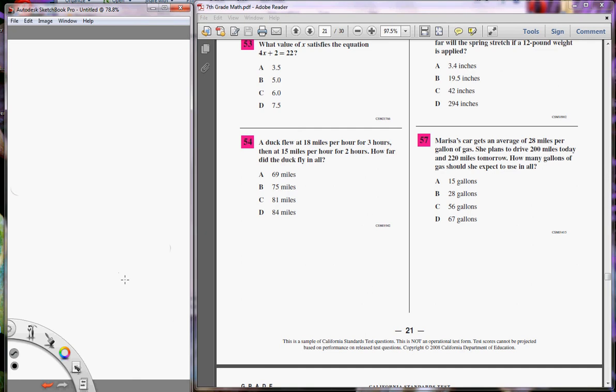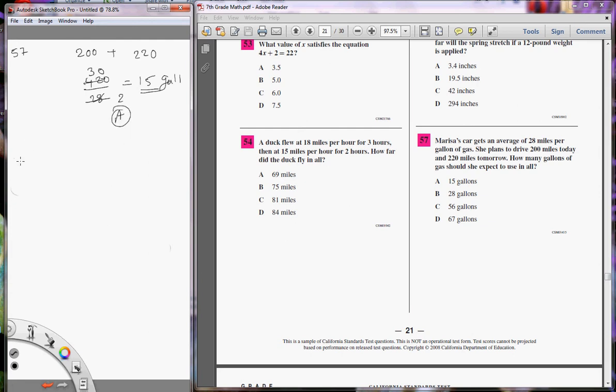Marsha needs to drive a total of 200 plus 220 miles. That is 420 miles, and the average is 28. So 420 divided by 28. That will be around 15 gallons. So the answer will be A.